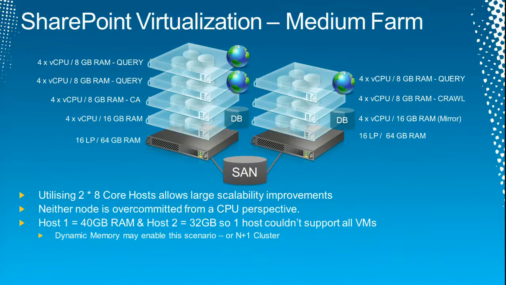Best practice would probably be an N+1 cluster, so you'd have an extra node. But if you do want to do it on 2 and you want to consolidate down, then your dynamic memory would be very, very useful in there. In fact, at all 3 tiers, because SQL is very efficient with dynamic memory.